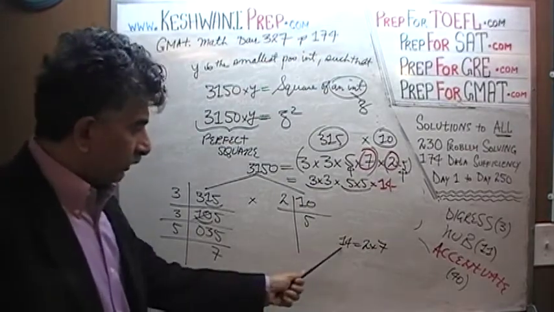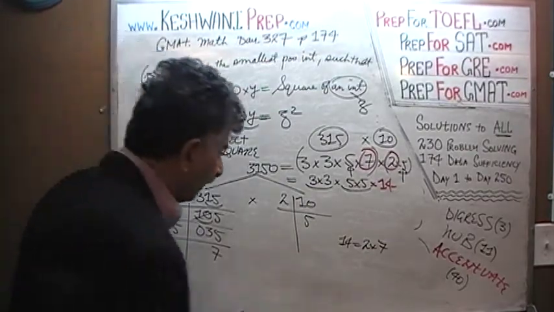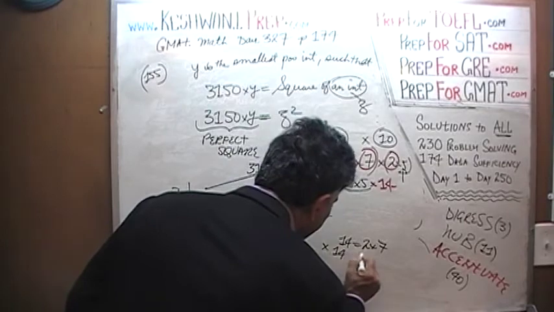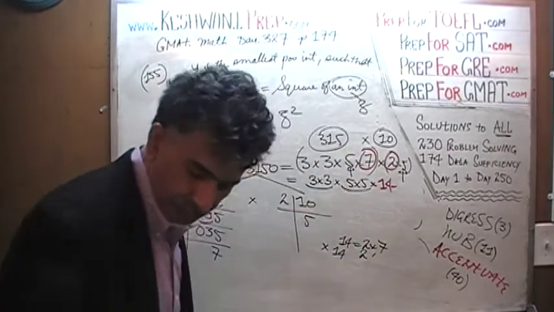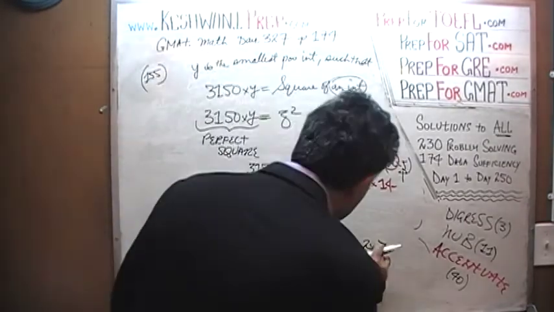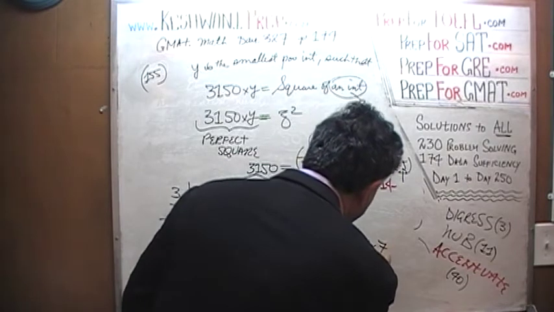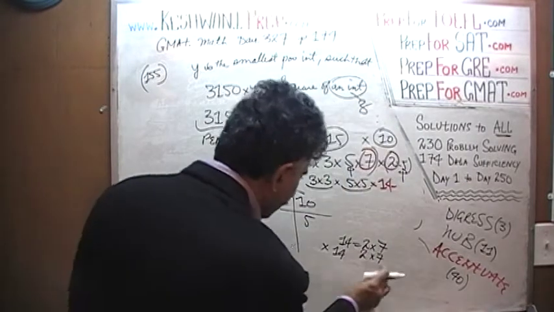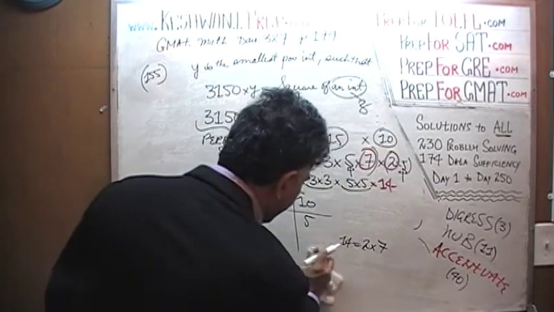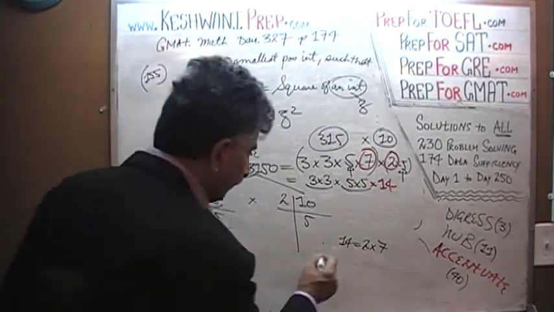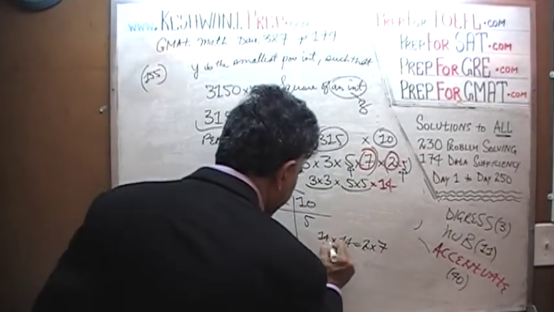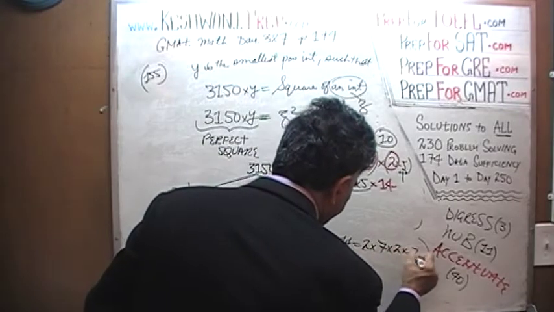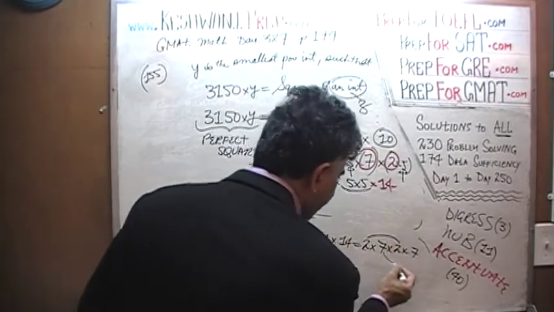The only way you can convert this into a perfect square is to multiply it by another 14, and we'll end up with 2 times 7. This should say times, not a plus. Let me do it on the same line. The only way we can convert this into a perfect square is to multiply it by 14, and we'll end up with 2 times 7 again, and 2 times 2 is a perfect square and 7 times 7 is a perfect square.